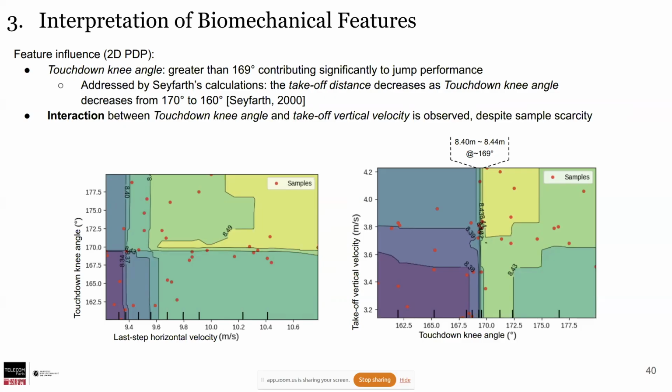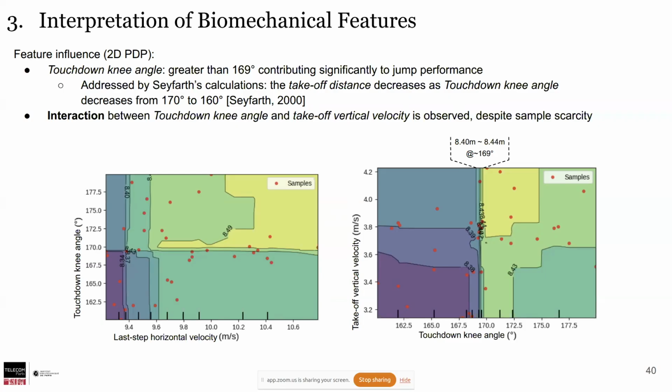A very obvious phenomenon is that we see there is some step change at a certain value of the touchdown knee angle. For the left plot, horizontally we see there is a gap, and for the second, we see vertically there is a line that splits these two parts. This corresponds to 169 degrees.